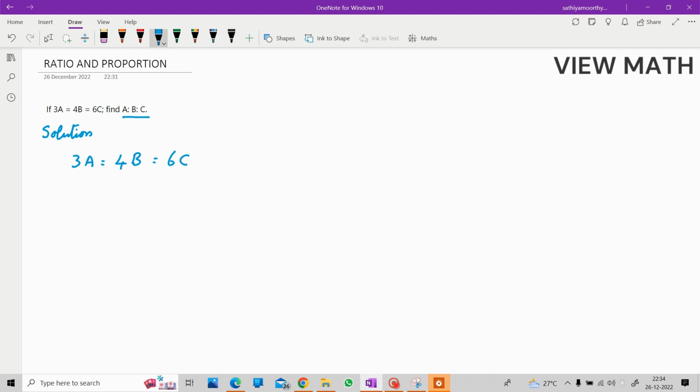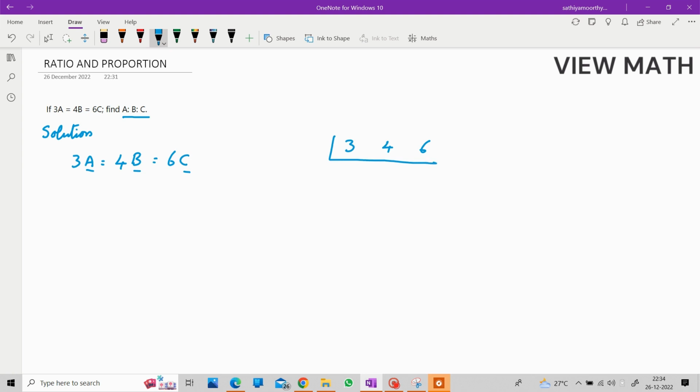Now I need to make these three quantities, that is 3a, 4b and 6c, all equal. This is the only condition we have. We have to make all these three quantities equal, and then I have to find out a, b, c. So in order to make all these quantities equal, I'm going to find out the LCM of 3, 4, 6.